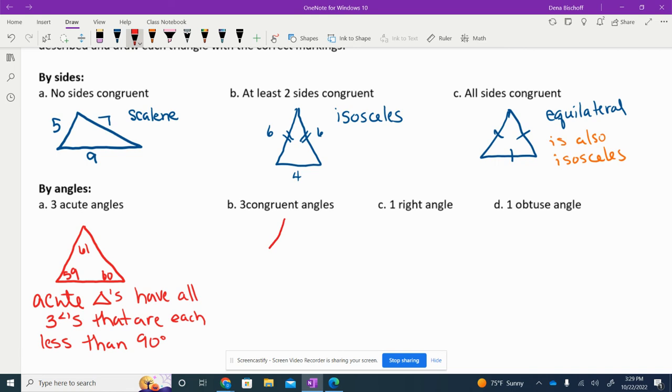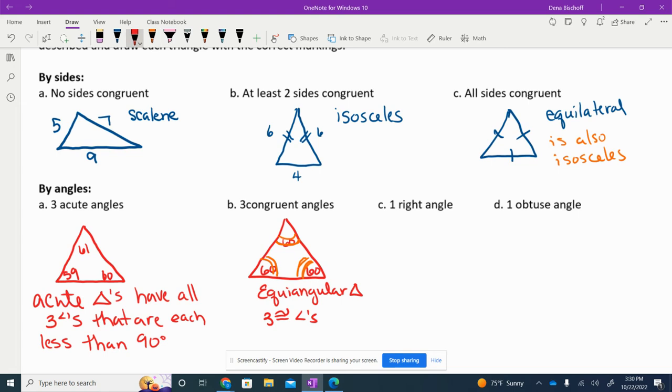If I have 3 congruent angles, all 3 angles are the same, like 60, 60, and 60, this is called an equiangular triangle. 3 congruent angles. And we mark those congruent angles by drawing an arc on each angle. If I want to put 2 arcs in each of them, I can. I need to make sure that whichever ones are congruent have the same number of arcs.